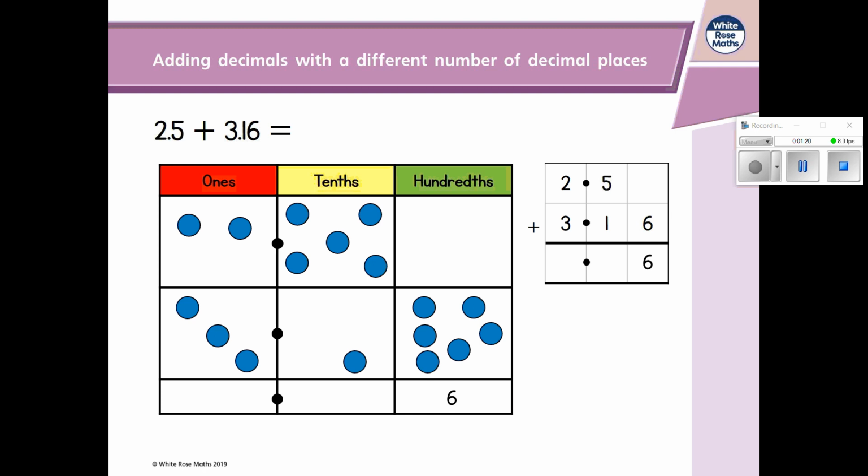Next, let's look at the tenths. 5 tenths add 1 tenth. This is equal to 6 tenths. And finally, the ones column. 2 ones add 3 ones is equal to 5 ones. So 2.5 add 3.16 is equal to 5.66.